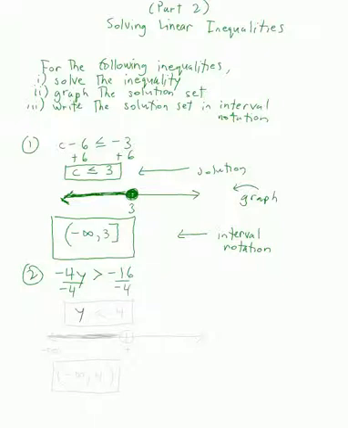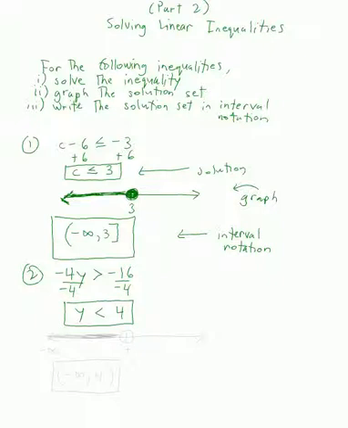If I do that, I have the y here, and I have the 4 here. But be careful, because I divided by a negative. Recall, that means that we have to reverse the inequality sign, so the greater than becomes less than. So y is less than 4.